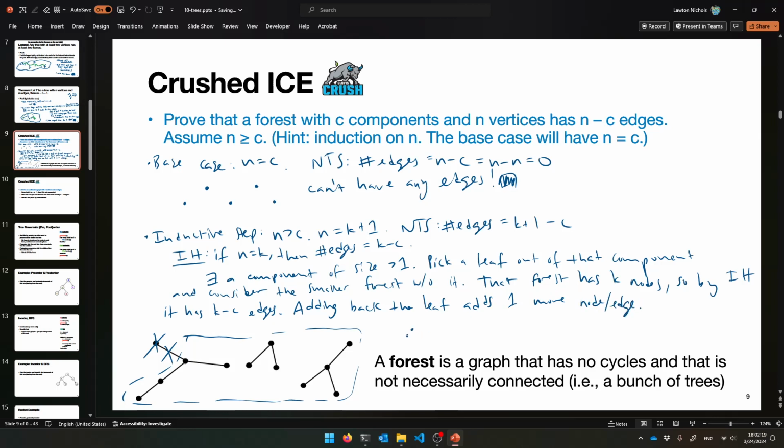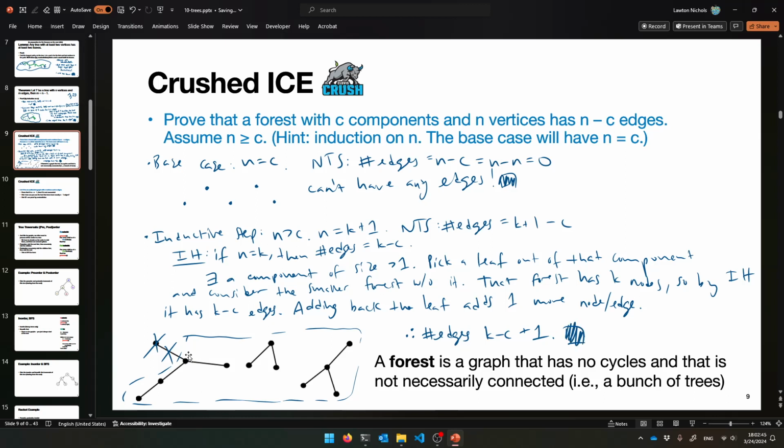So, therefore, the number of edges now in our size n plus 1 graph is equal to, well, it was k minus c for the smaller one, and we added 1 more back in, plus 1, and I need to show that this was equal to this, and it's like the plus 1 is in a different spot. It is the same, yeah? So therefore that's true, QED.